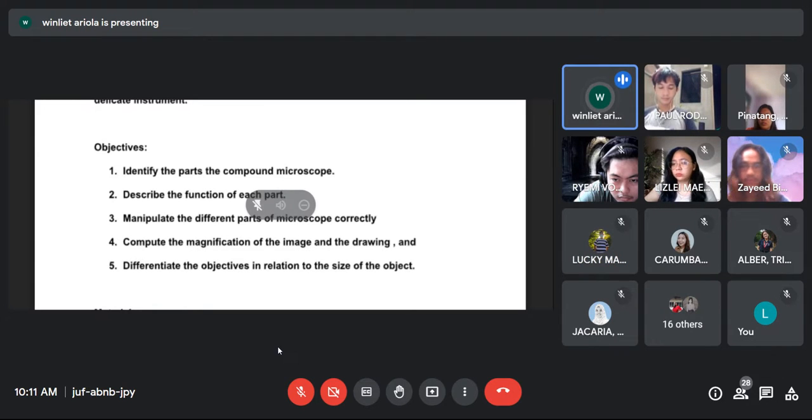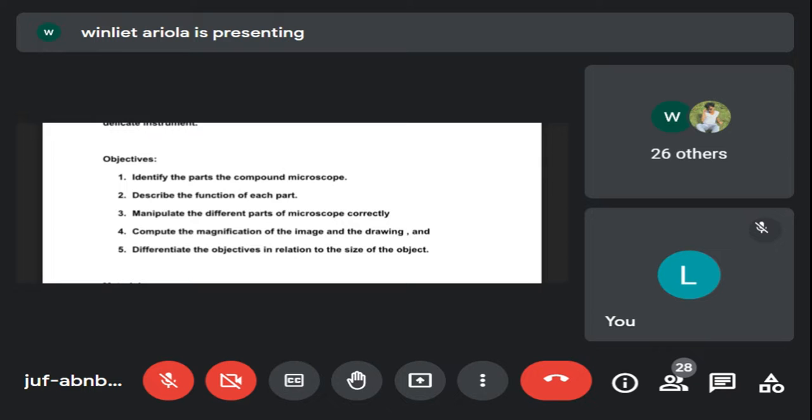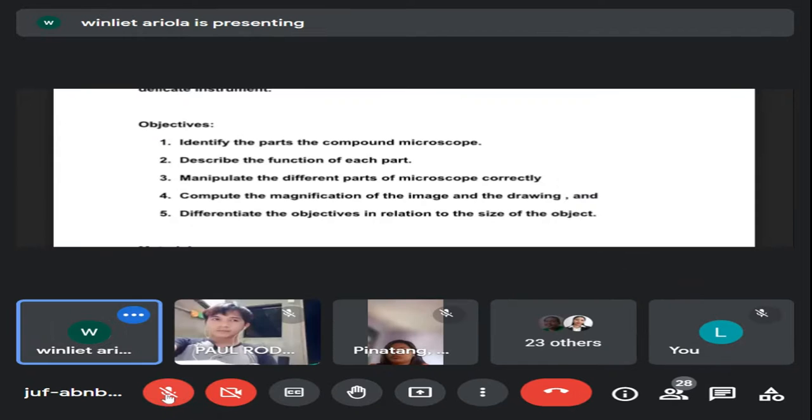Mga adjustment knobs, 'di ba? We have two. We have the coarse and we have the fine adjustment. Okay, so later on, we will be reviewing again, refresh ko sa inyo what's the difference between the two adjustments. Okay, so you also learned how to compute for the total magnification. Okay, who can still remember what is the formula in getting the total magnification?